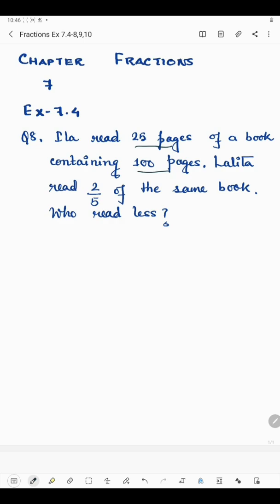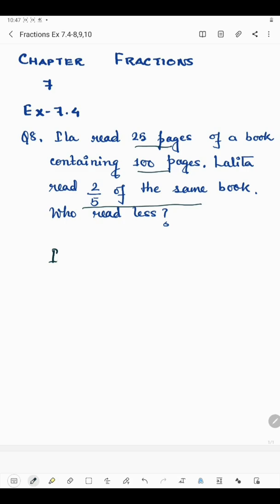So here it is given that Ela read 25 pages out of 100 pages. If the number of pages in the book is 100, Ela read 25 out of 100. And Lalita read the same book, but here it is given in fraction: 2 by 5 of the same book Lalita read. How many pages Lalita read is not given, so we will have to find who read less.